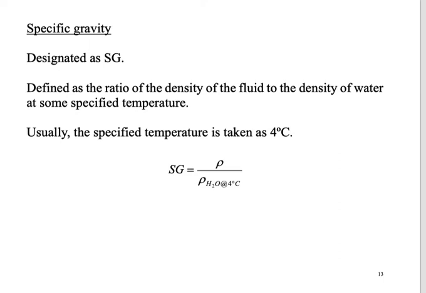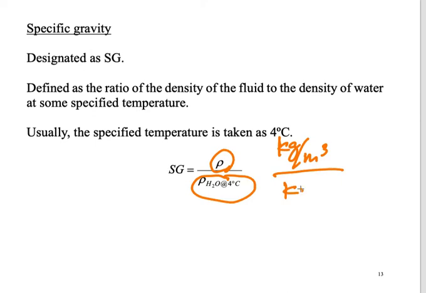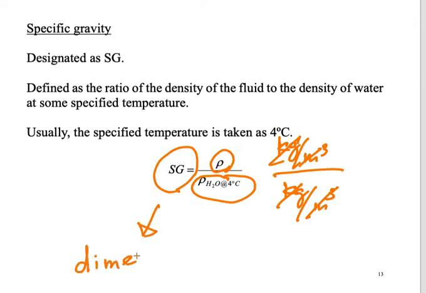Because we divide density over density, the unit of kilogram per meter cube at the top and kilogram per meter cube at the bottom cancel out. So the specific gravity is dimensionless. There is no unit for specific gravity. It is just a number telling you the ratio of the density compared with water.